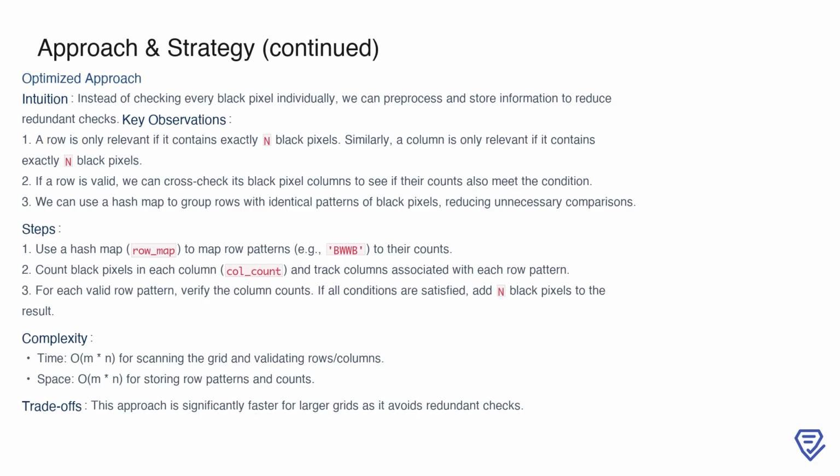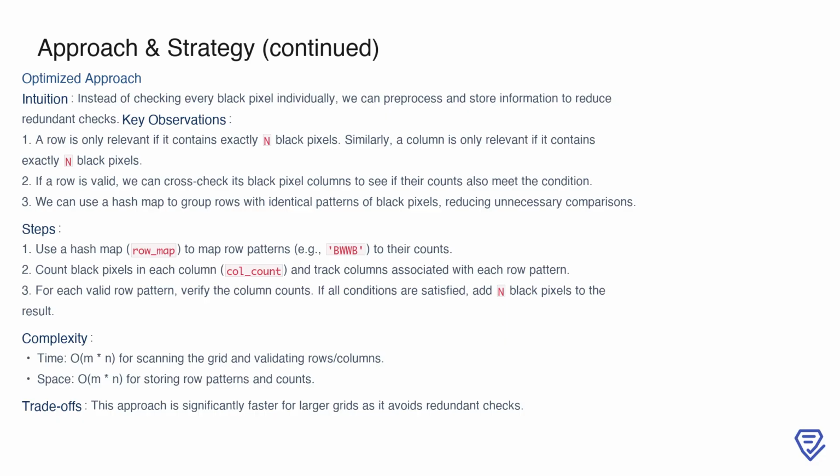Using a hash map, we map these row patterns to their counts, while also tracking the columns associated with each pattern. Then, for each valid row pattern, we verify if the corresponding columns satisfy the condition of having exactly n black pixels. This streamlined process avoids iterating through every pixel individually.